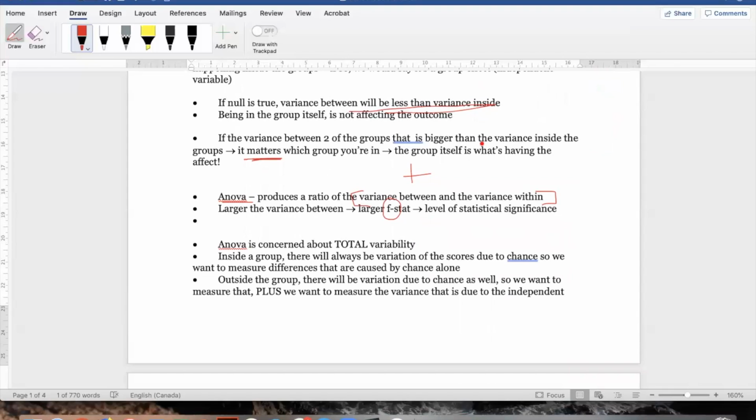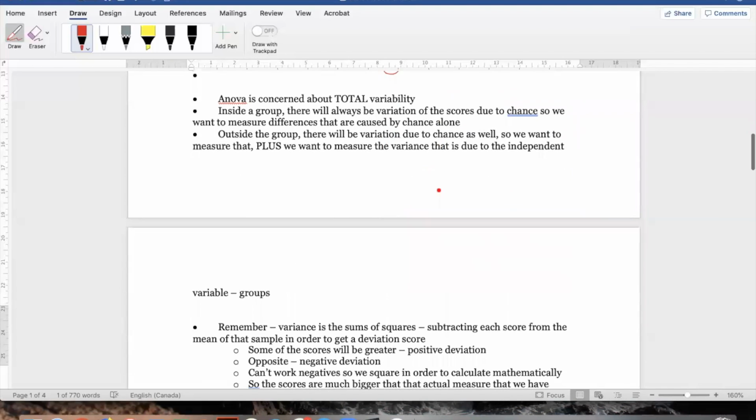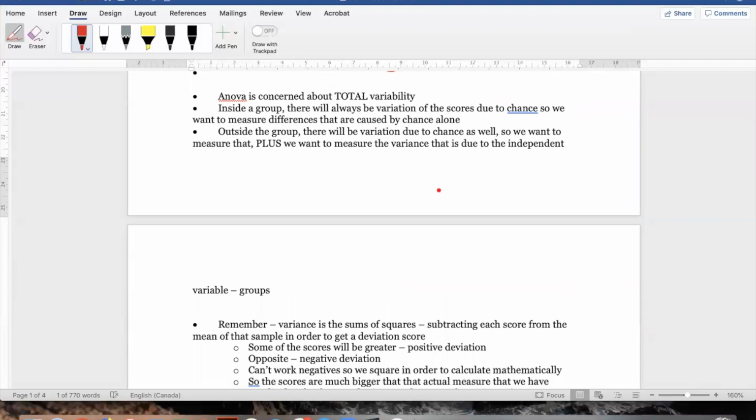So there's always going to be a variation of scores within the groups, just by chance. So we want to measure the differences that are caused by chance alone, right? So outside the group, there's a variation that's due to chance as well. So we want to measure that, plus we're measuring the variance that is due to the independent variable in the groups. Don't worry if that's confusing. Come back to it, read it over. It will make more sense as you keep working with it and as you answer the question in the assignment.